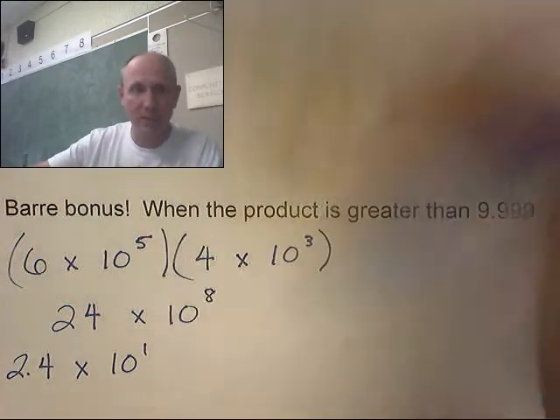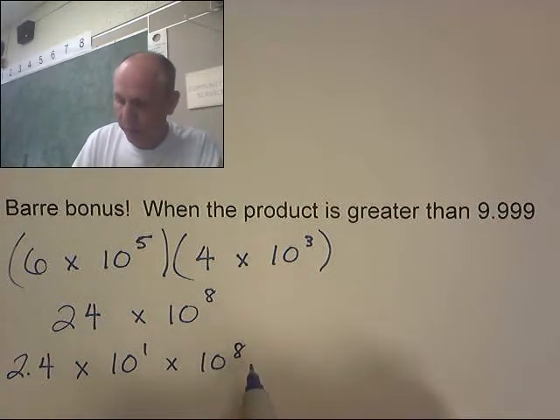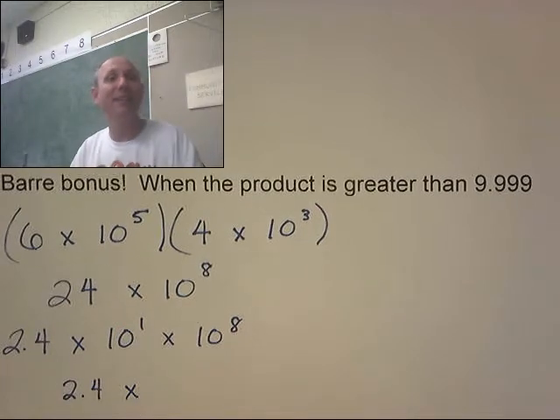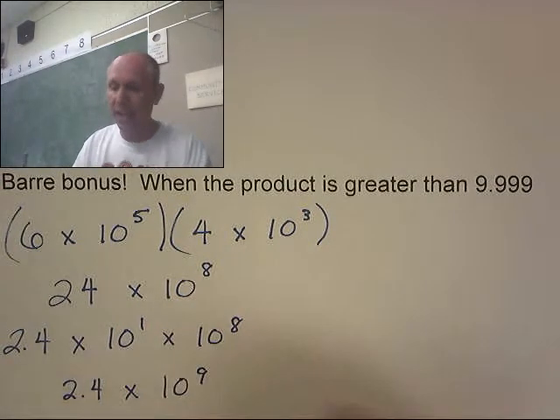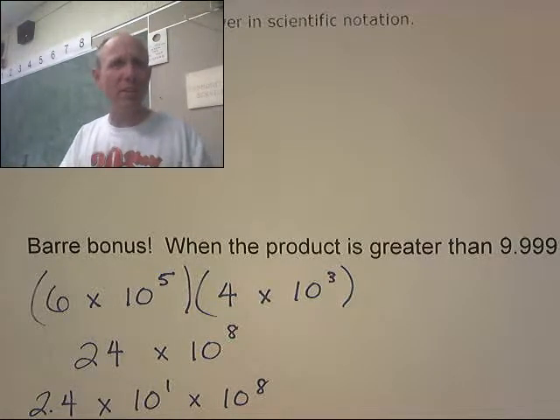Now let's bring this back into it. Times 10 to the 8th. Oh, so I have 2.4 times, I have a 10 to the 1st and a 10 to the 8th. How many 10s? 10 to the 9th. And that was your Mr. Barr bonus problem.